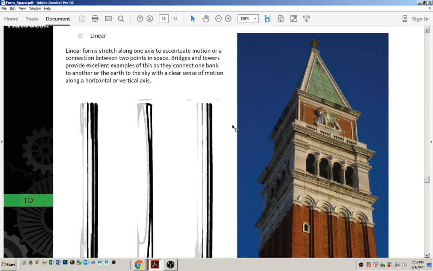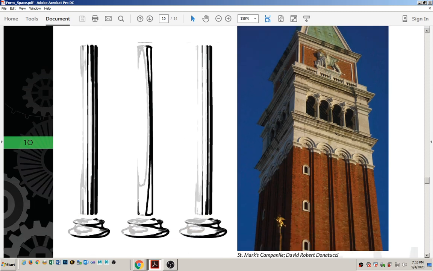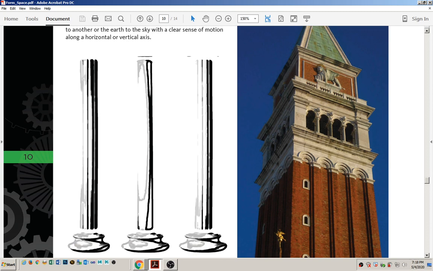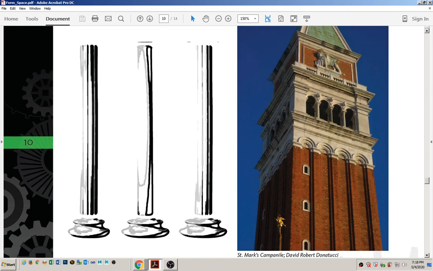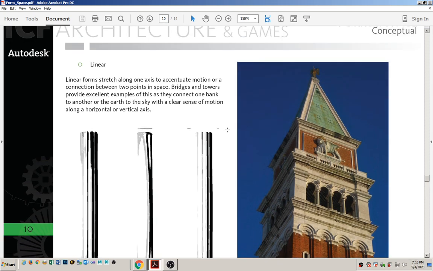Linear orders of form are used to imply connection between things. And whether it's a vertically oriented linear order of form or a horizontally oriented order of form changes the meaning. So when we look at something like a tower like this, typically with long linear orders of form like this that are vertically oriented, we think of connecting the terrestrial with the unknown or the heavenly, right? So that's one of the symbolic meanings of something built like that, versus something that is horizontally linear.